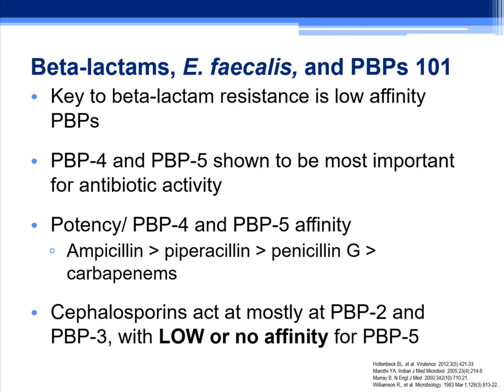So looking at our different agents, we know that ampicillin has the most activity, following all the way down to the carbapenems. They have exclusive activity towards 4 and 5, but cephalosporins actually act mostly at 2 and 3. So this doesn't elicit an actual killing effect towards Enterococcus, but it can decrease its cell wall elements and cause some significant problems for the organism.